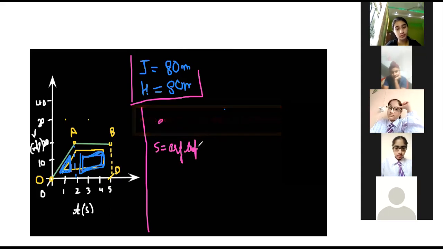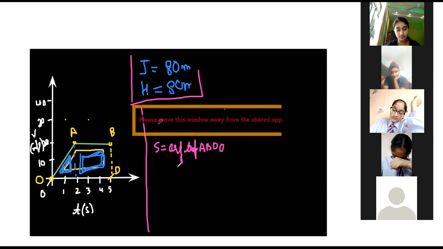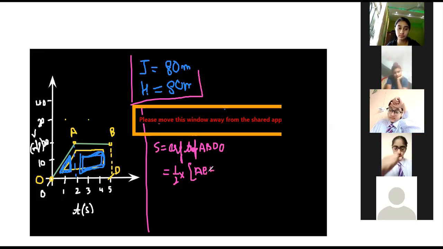What is the name given to the trapezium? That is A, B, D, O. Okay. The formula for the area of trapezium is half into sum of parallel sides. Parallel sides you have AB plus the other parallel side you have is OD.